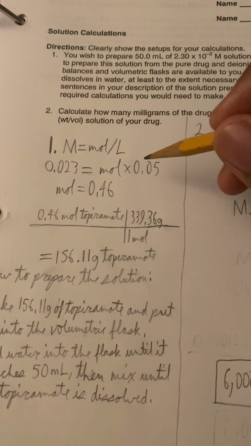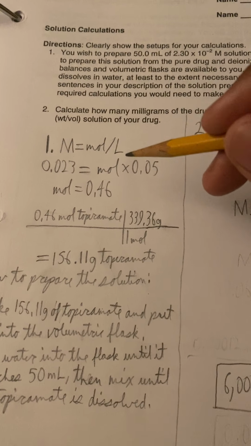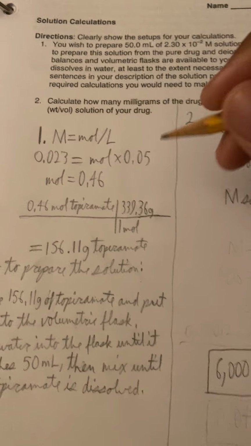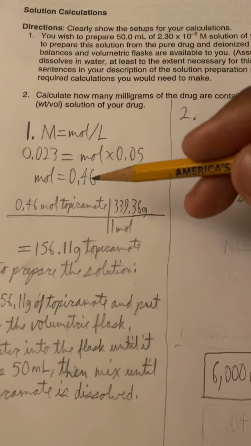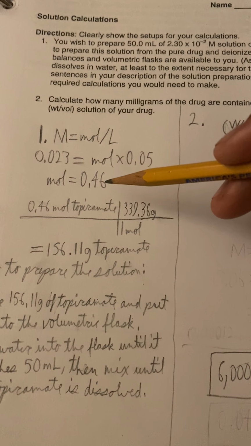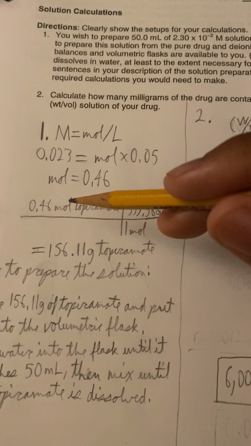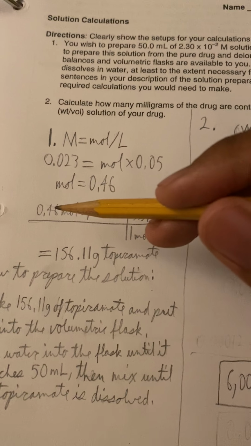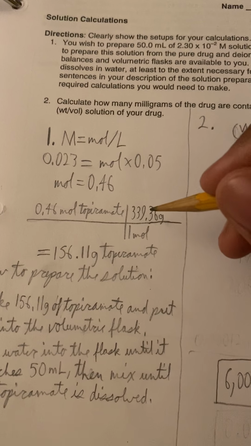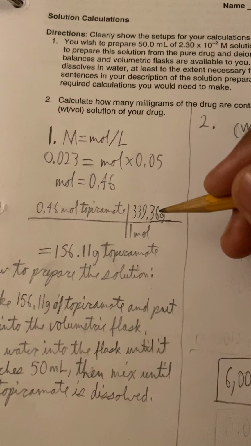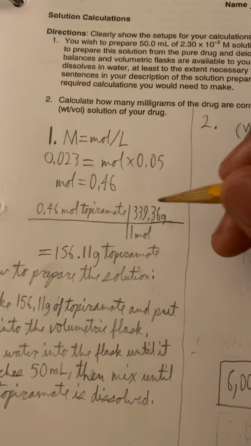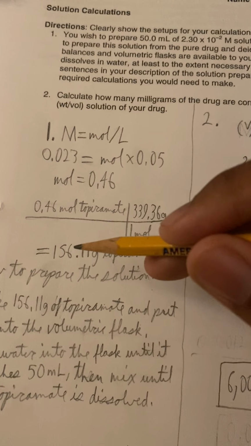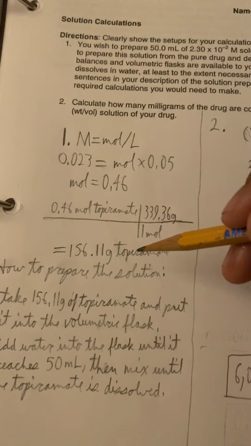So you would multiply by 0.05 on each side to cancel that out. And then you would get 0.46 moles. And then you would have to multiply 0.46 by 339.36 to find out how many grams are in 0.46 moles. And once you do that, you would get 156.11 grams of topiramate.